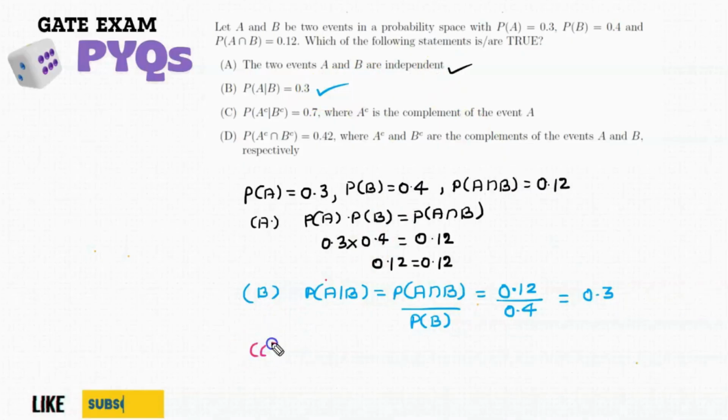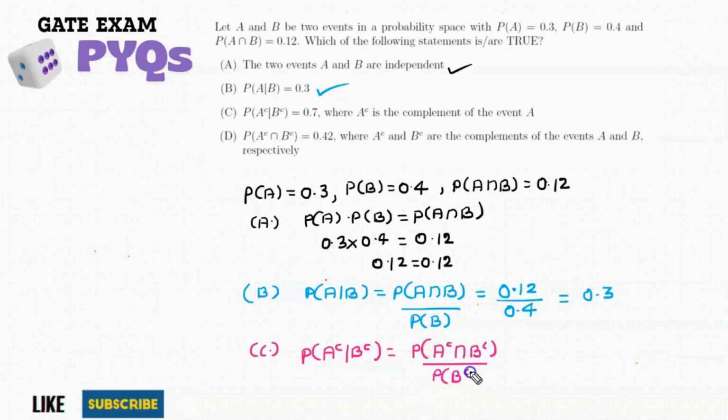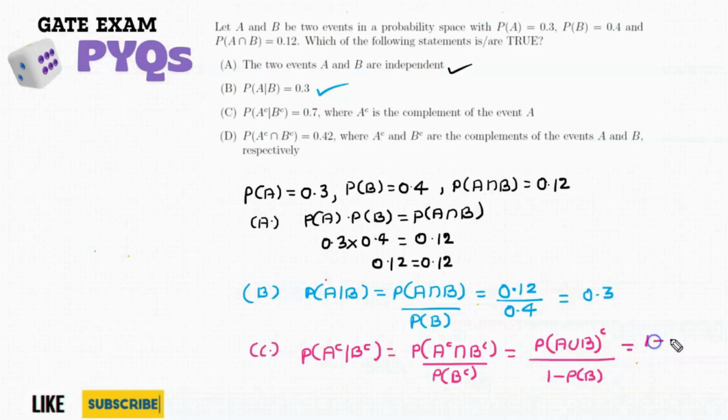Moving to the third option, it is given as the probability of A complement given B complement. So again, using the same definition, this is the probability of A complement intersection B complement over the probability of B complement. This is nothing but the probability of A union B complement from De Morgan's theorem, over 1 minus the probability of B. So again, we can write this as 1 minus the probability of A union B over 1 minus the probability of B. So what we are going to get is 1 minus the probability of the union. Okay, so the union probability is not given.